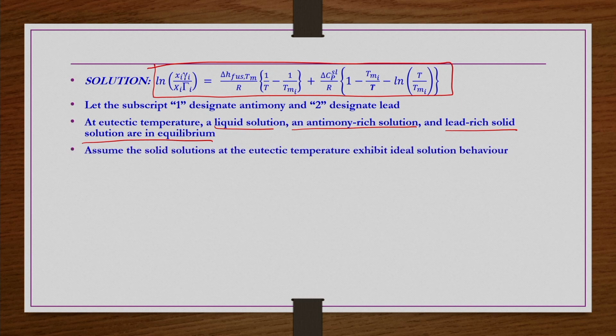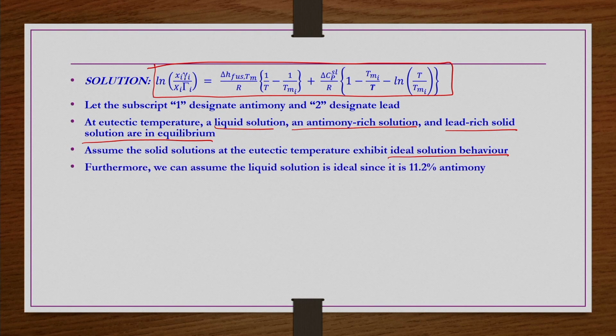Okay. So, assume the solid solutions at the eutectic temperature exhibit ideal solution behavior, because nothing is given about the non-ideality of the solid phase, and that is also possible. Further, we can assume the liquid solution is ideal since it is only 11.2% of antimony. It is a small fraction, not negligible, but small. So, we can say the liquid solution is almost a pure solution and take it as ideal behavior. So, from here capital gamma_i equals 1, and small gamma_i equals 1.